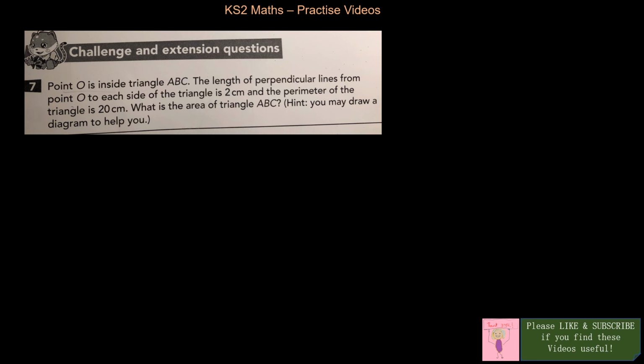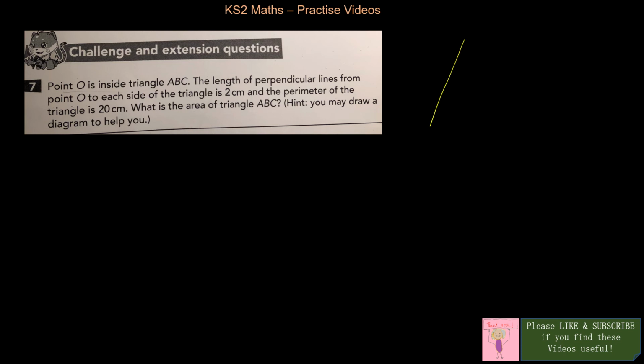The next question: point O is inside a triangle ABC. The length of perpendicular lines from point O to each side of the triangle is 2 cm and the perimeter of the triangle is 20 cm. What is the area of the triangle ABC?